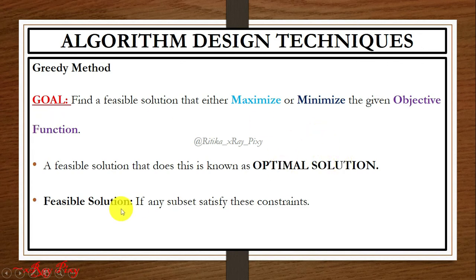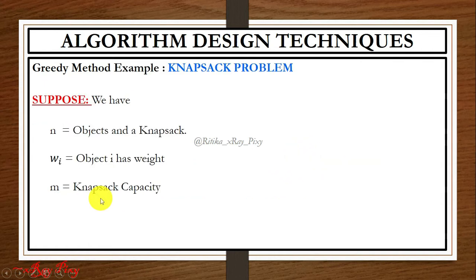You can see the difference between optimal solution and feasible solution. If any subset satisfies certain constraints, then it is known as a feasible solution, and if a feasible solution either maximizes or minimizes the given objective function, then it is known as an optimal solution. Now let's try to understand greedy method using an example, that is knapsack problem.